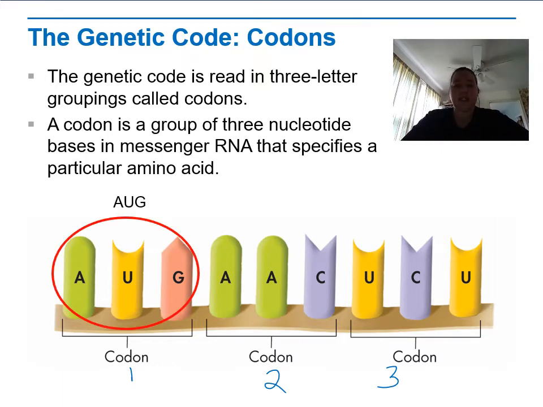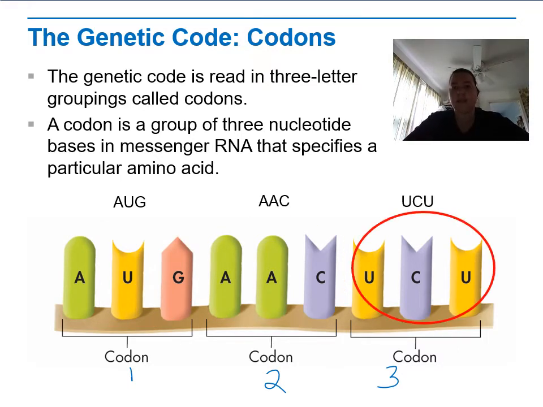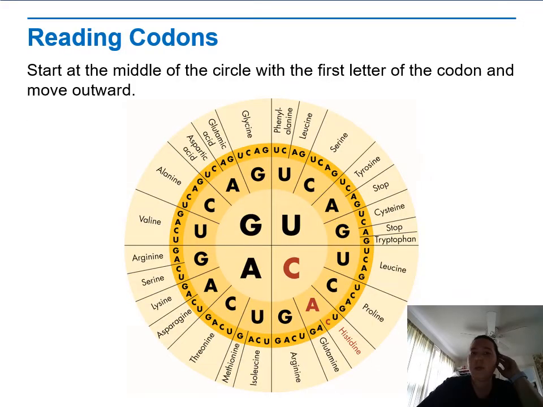So you can see codon 1 would be AUG, that would be the word, AAC, UCU. Those are the different 3-letter words that we've made. What we do with those 3-letter words then is put them together to mean an amino acid.